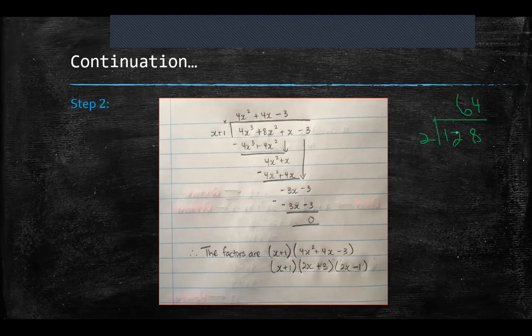Since I don't get a remainder, or my remainder is 0, I can say 64 is a factor of 128. 128 divided by 64 is 2. So this is a factor of 128, and this is also a factor of 128. Same thing applies here. If this is a factor of this, then this is also a factor. Therefore, I say my factors are this and the quotient.